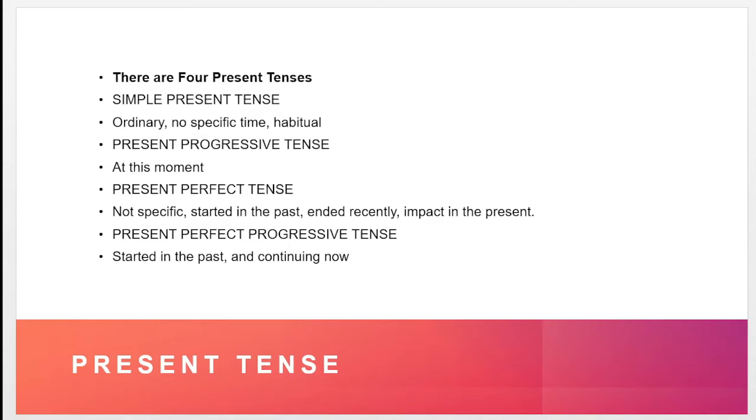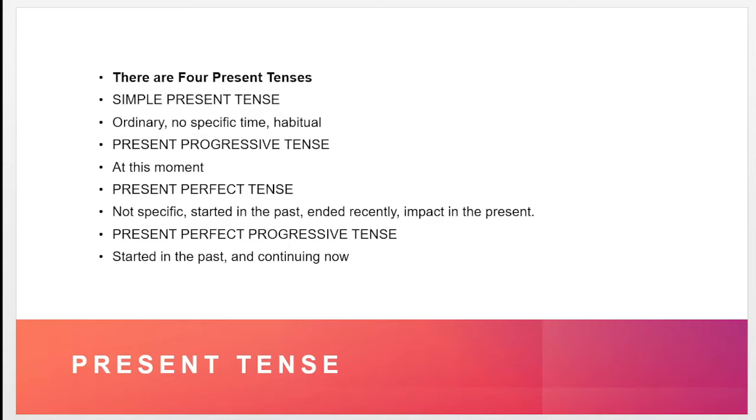The present progressive tense is used to specify something that is happening at this moment. The present perfect tense, it started in the past, ended recently, but its impact is in the present. That is why it is still used as a present tense. Remember that present tense talks about present actions, but in the present perfect tense the action has already happened, but we are not talking about the action per se, we are talking about its impact in the present. The present perfect progressive tense, it started in the past and it continues now.